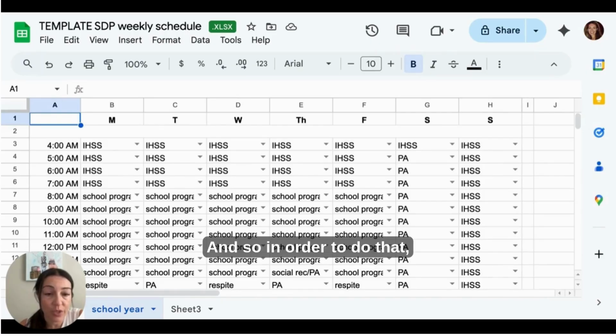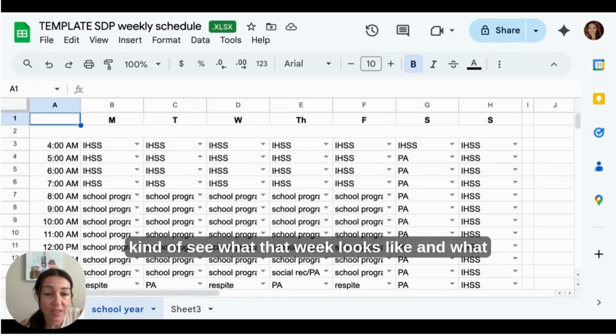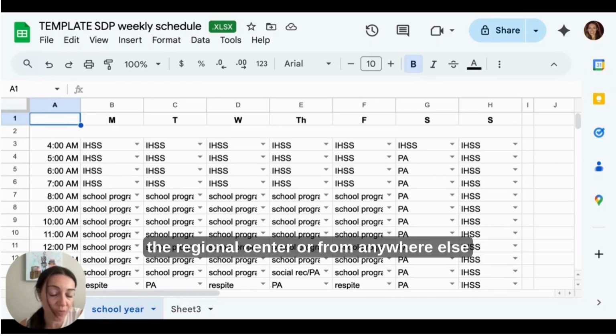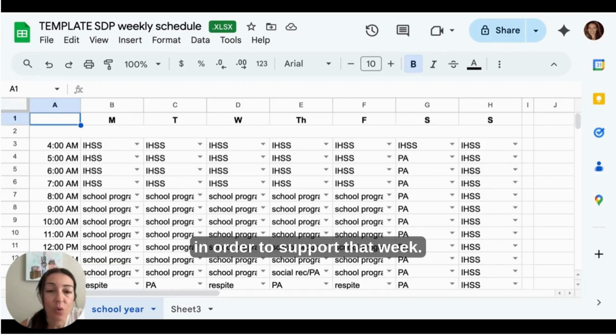And so in order to do that, you need to get it down on paper to see what that week looks like and what supports are necessary from the regional center or from anywhere else in order to support that week. And so putting it down on paper gives the regional center an idea of what supports are needed in order to put that in the budget.